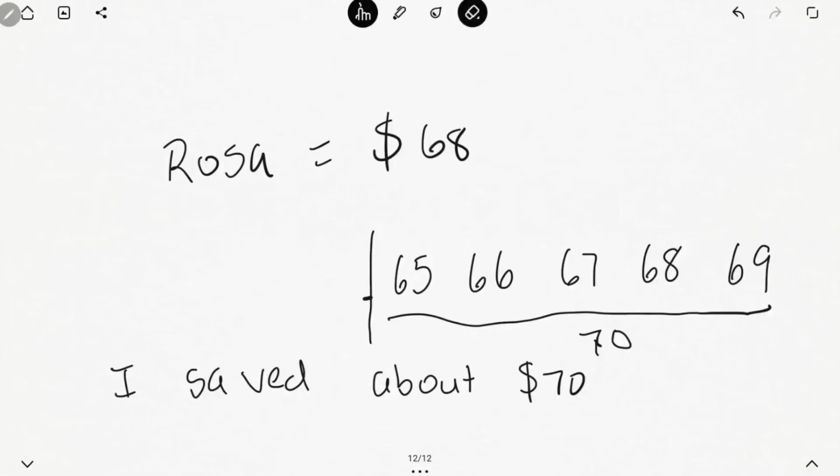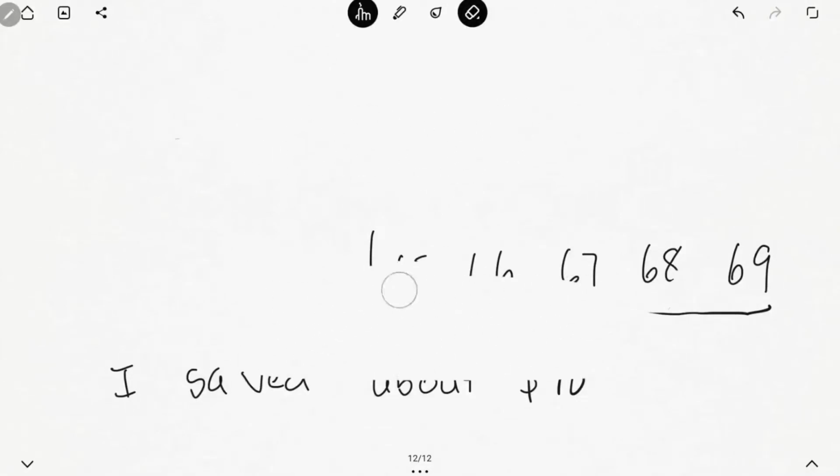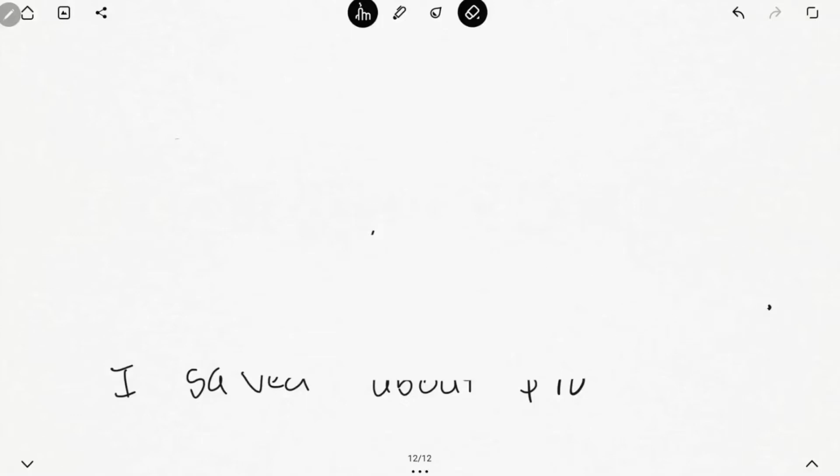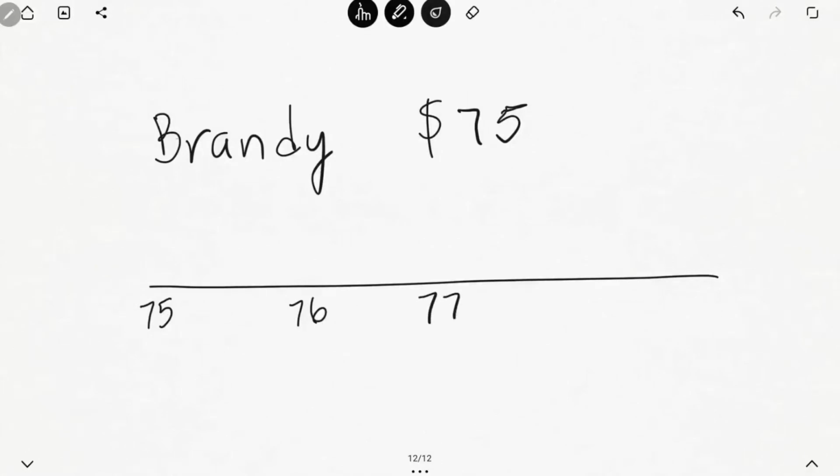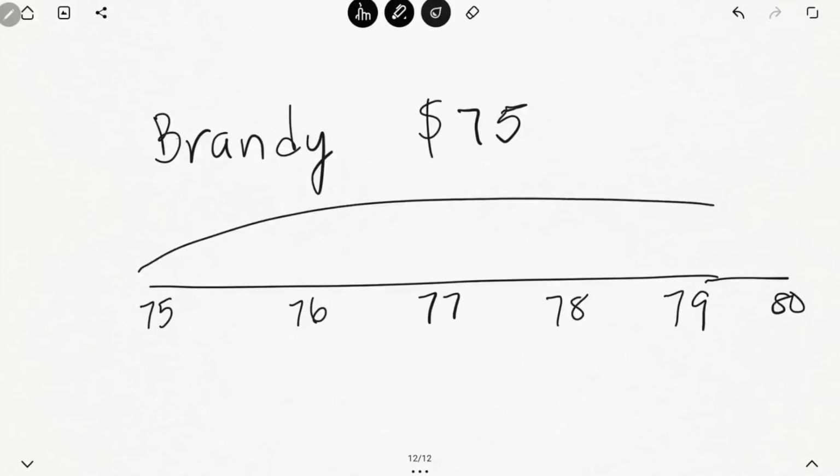All right, let's look at Brandy. Brandy saved exactly $75. And again, someone said to her, about how much money did you save? We looked at the fact that the numbers 75, 76, 77, 78, and 79 would be rounded up to about what closest tens number? They would all be rounded up to about 80.